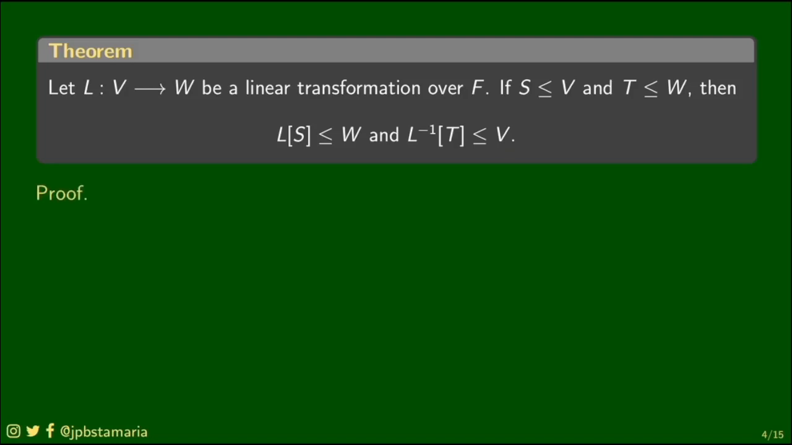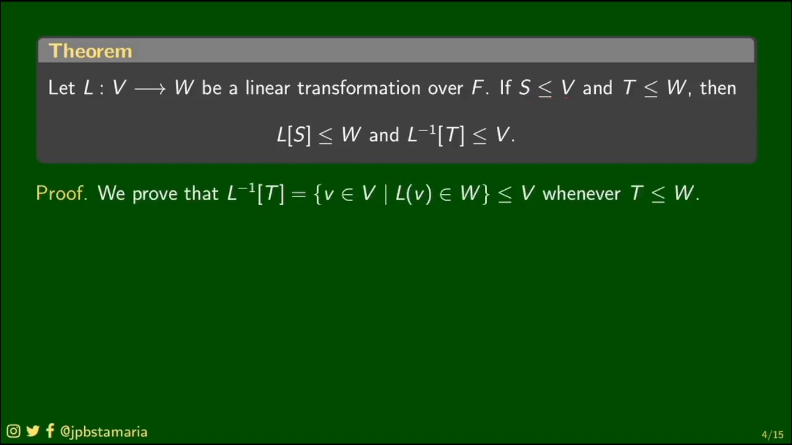So I'm going to prove the part where T is a subspace of W, and I'm going to prove that its inverse image is a subspace of V. The other conclusion will be left as an exercise. So in this case, we will prove that the inverse image of T under L, which consists of all those V in the domain whose images are in T, is a subspace whenever T is a subspace of W. I think there is a typo over here, so that should be T.